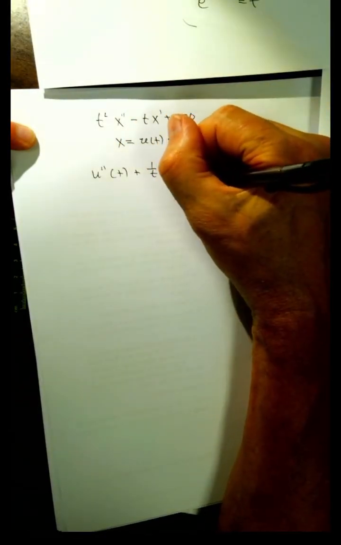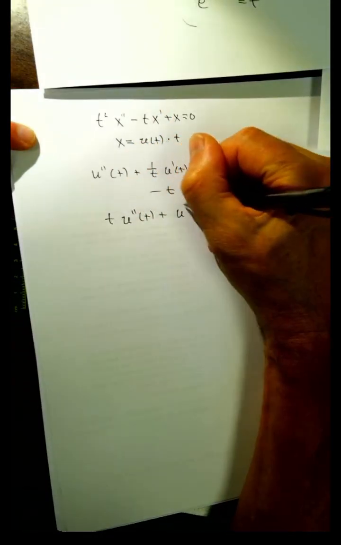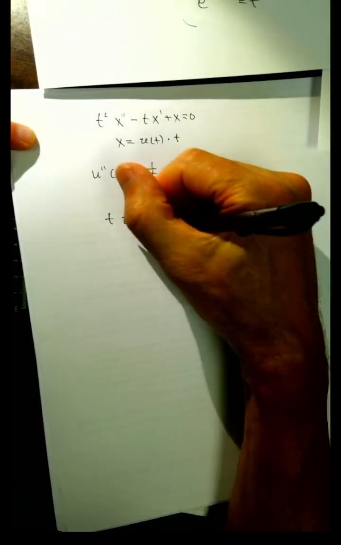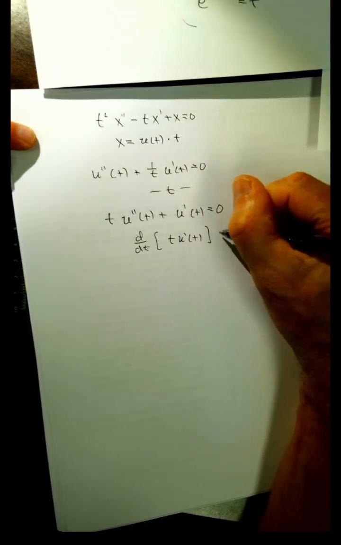All right, so what do we have? We started off with our differential equation, t squared x double prime minus t x prime plus x is 0. I assumed a solution of the form u of t times t, and I plugged it into my equation. I got u double prime plus 1 over t u prime equals 0, and my integrating factor is t. So if I multiply everything through by t, I get t u double prime plus u prime is 0. So the left-hand side becomes the derivative of t times u prime, which is 0.